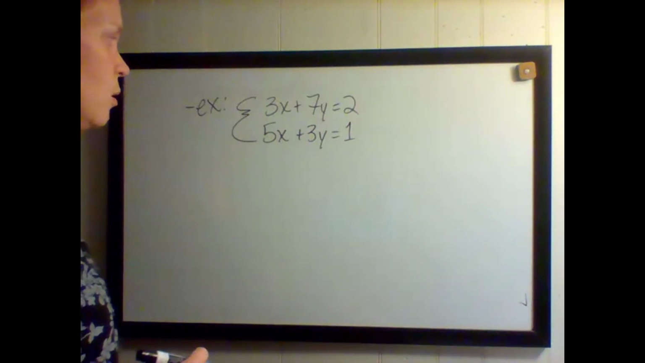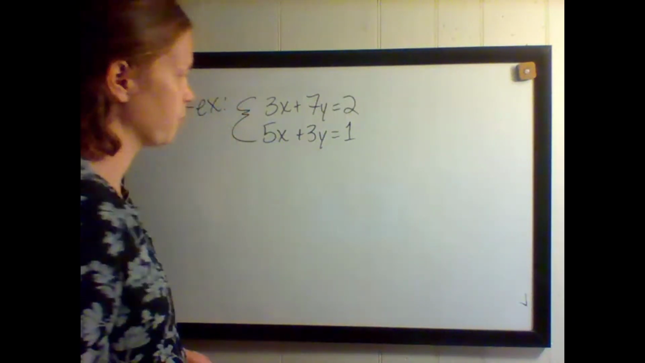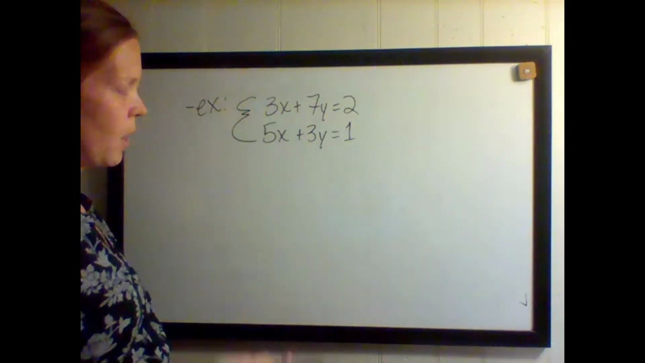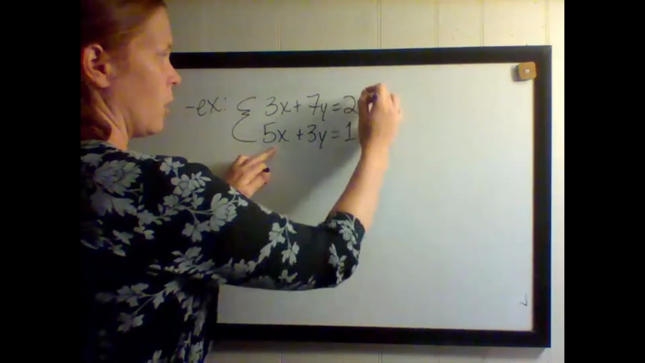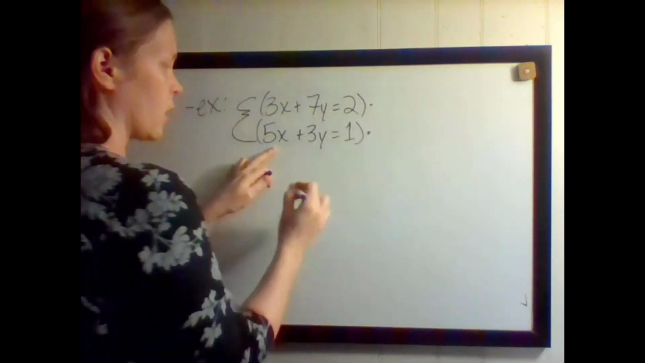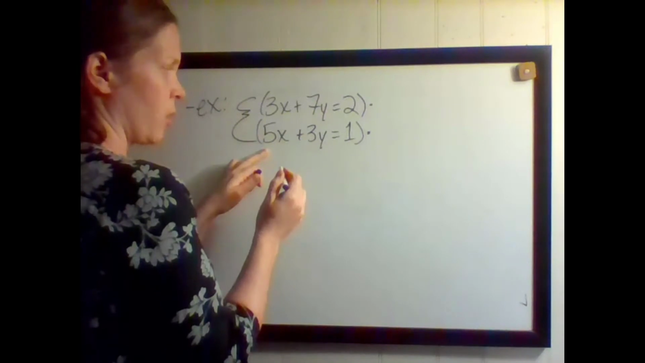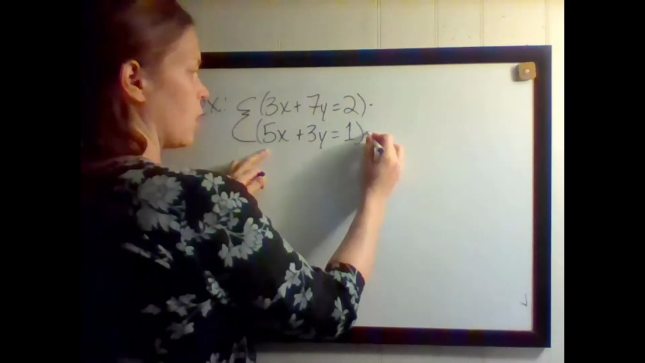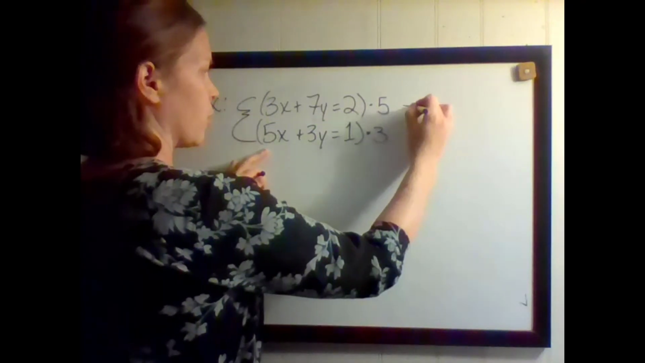So in this one, notice none of the coefficients are the same. They're all positive. So let's say I wanted to get rid of x here. I'm going to have to do something to both of them. So think about it, it's kind of like common denominator, 3 and 5. What number could I get to be in front of the x as the coefficient of x? So what I'm going to have to do is multiply the top one by 5, the bottom one by 3.